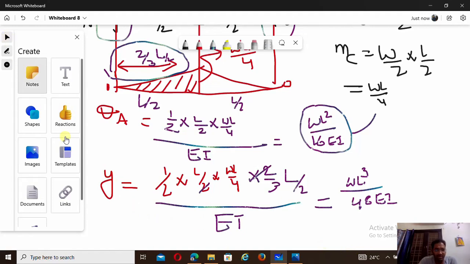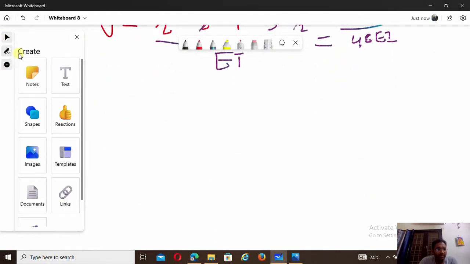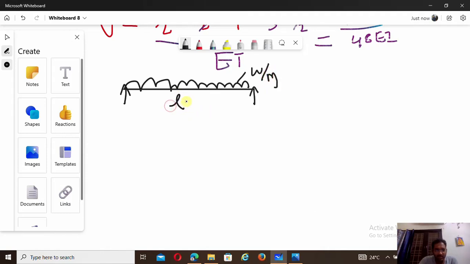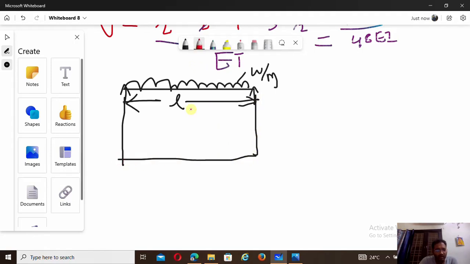And the last derivation is a simply supported beam carrying a uniformly distributed load. The intensity is W per meter and the span is L. I think all of you know about this bending moment diagram. What is the bending moment diagram here? It is a parabola, and this ordinate value, everyone knows, is WL square by 8.